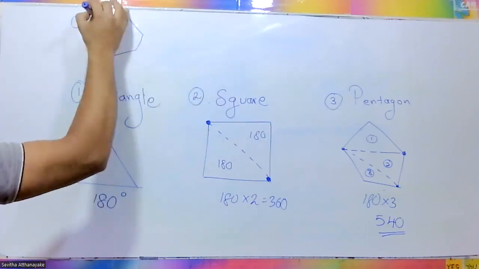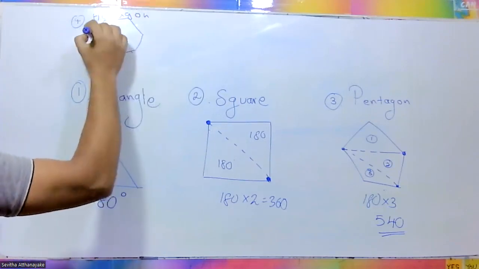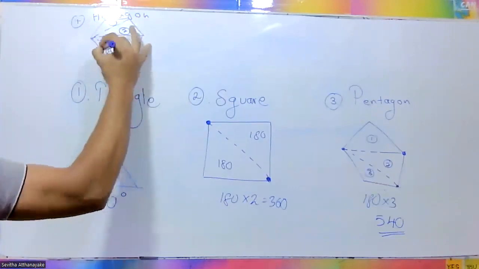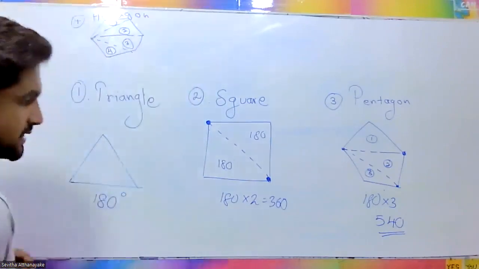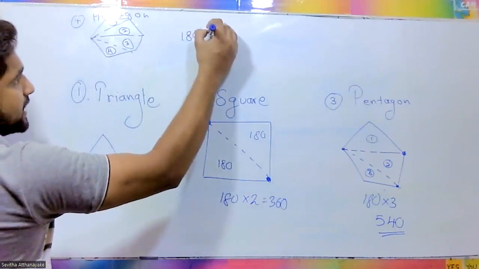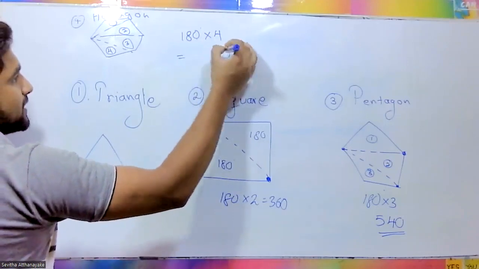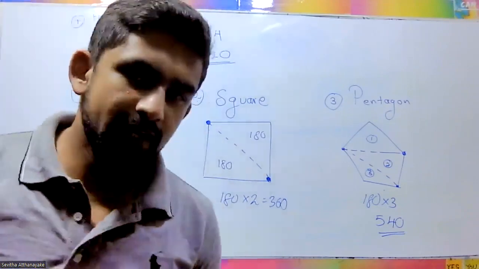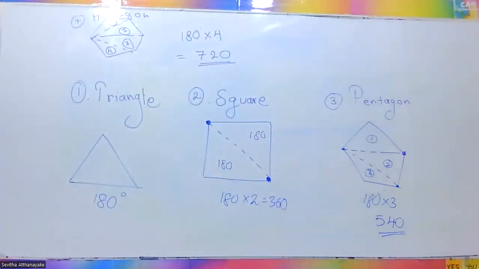Okay. Then here 1, 2, 3. 1, 2, 3, 4. There are 4 triangles. Then 180 times 4. It will be 0, 32, 3 remaining, plus 4, 7. 720. Okay. You can write down this and then we'll move on to the formula. First, draw some small figures and write down this.